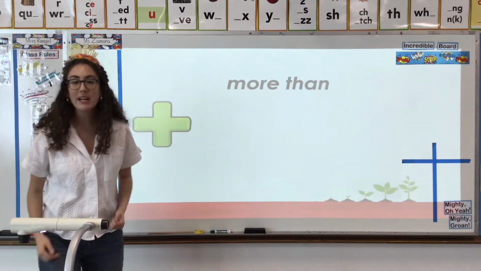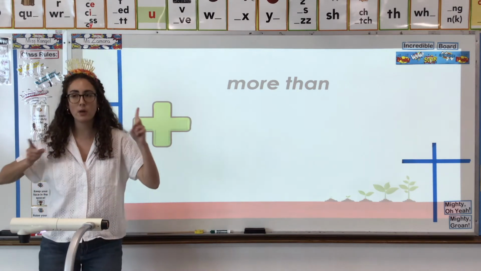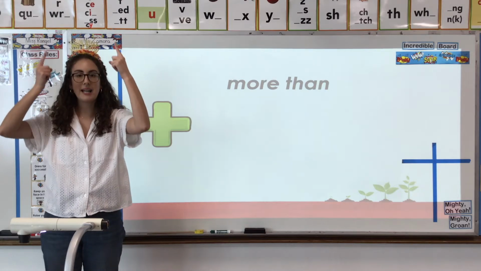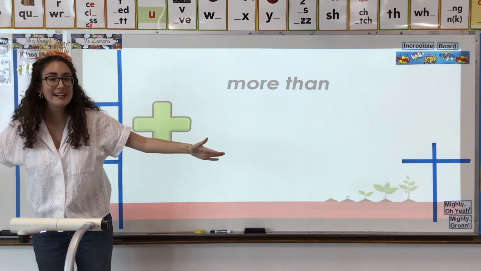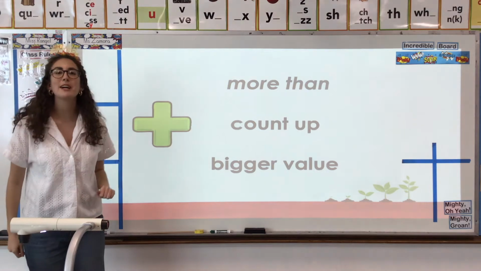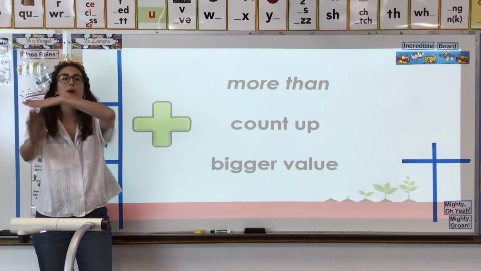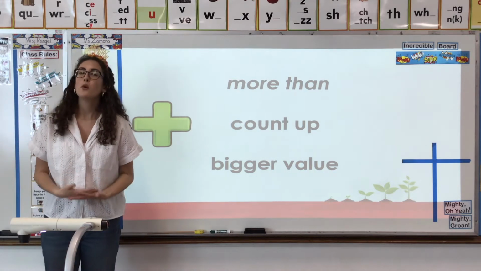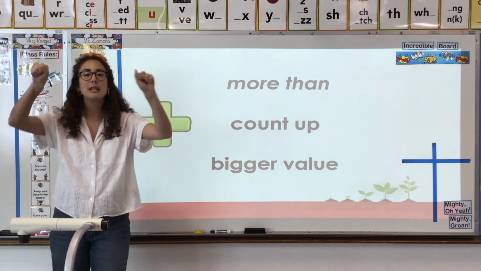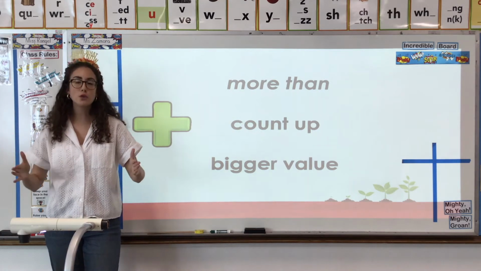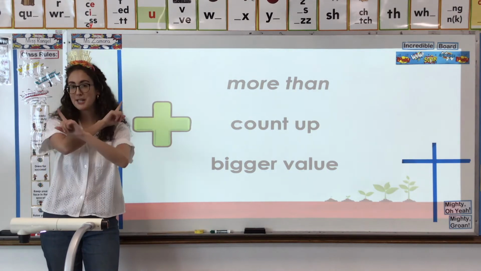And of course, we're going to bundle when we're finding more than today. Shout it out for me. More than means we're going to count up. We're going to count up by 1 or 10, and therefore get a bigger value. And when we're doing more than, we're adding 1 or 10, which today requires us to bundle. Okay, so just like yesterday, I want you to get out your place value chart and all your tools as we practice bundling only part of our 3-digit numbers.